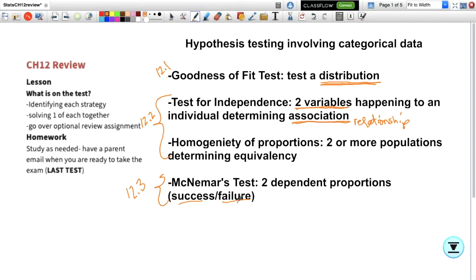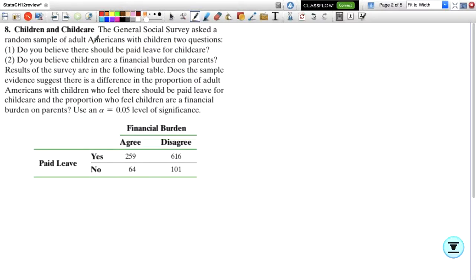The biggest part right now is going to be making sure you can identify which strategy to use and then hop into actually doing that calculation. So I have 4 problems here, one of each of these strategies, just so we can review a little bit of each, and you have to practice identifying which one you are doing. All right, so let's start off by looking at this problem.